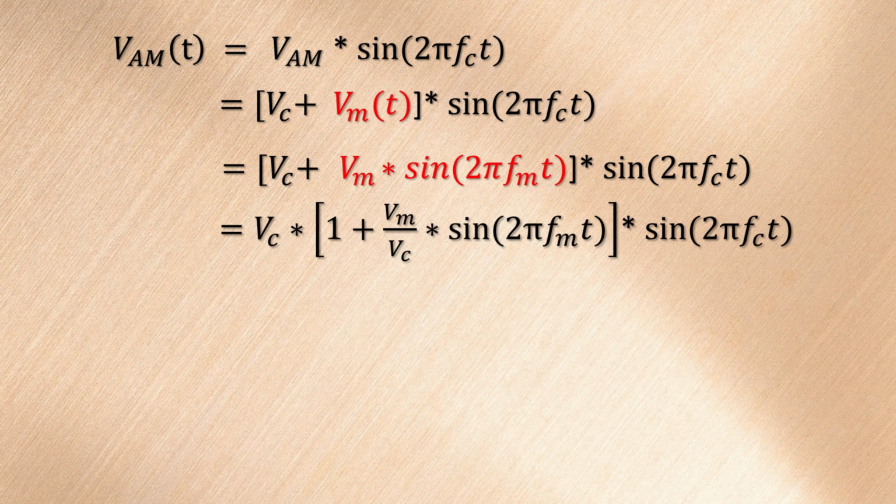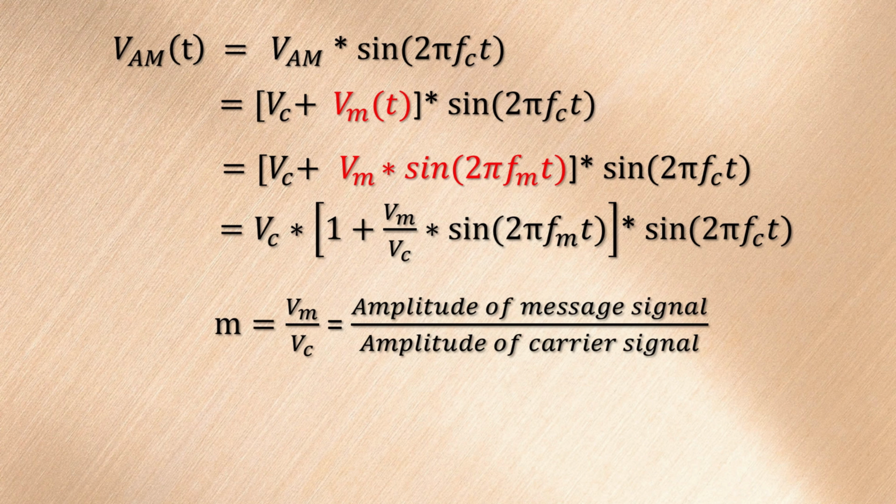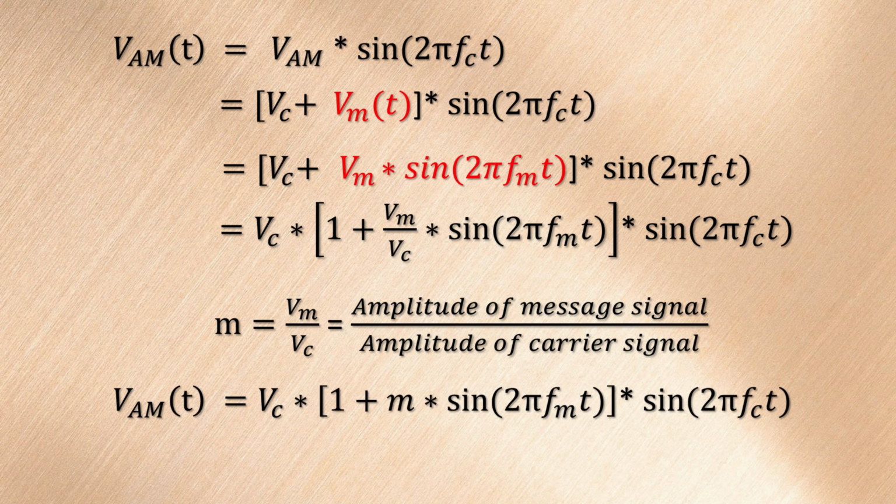Taking Vc commonly outside from the first term, the above equation can be rewritten as Vam of t is equal to Vc into 1 plus Vm by Vc into sine 2 pi Fm t into sine 2 pi Fc t. Now considering the ratio Vm by Vc as m, the same equation can be rewritten as Vam of t is equal to Vc into 1 plus m sine 2 pi Fm t into sine 2 pi Fc t.